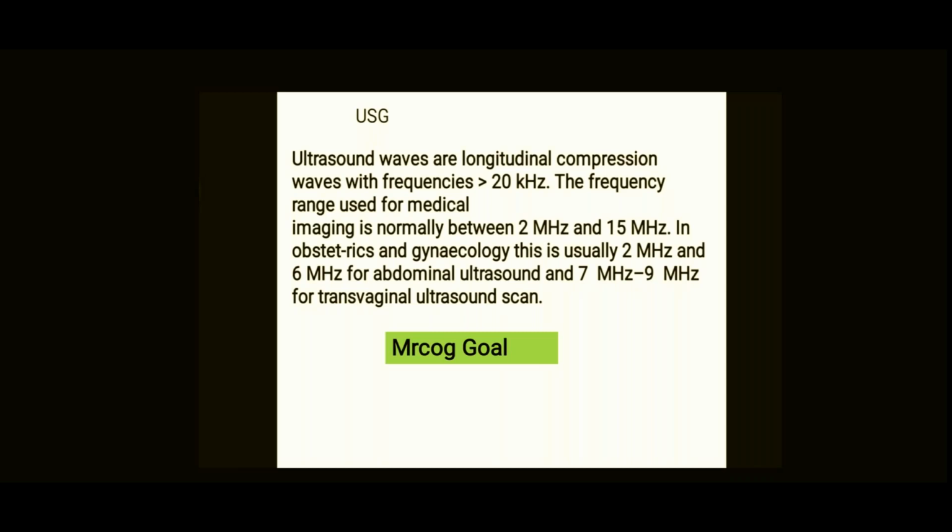So ultrasound waves are longitudinal compression waves with a frequency of more than 20 kilohertz. The frequency range used for medical imaging is normally between 2 to 15 megahertz. In obstetrics and gynac, this is usually 2 megahertz and 6 megahertz for abdominal and 7 to 9 megahertz for transvaginal ultrasound.